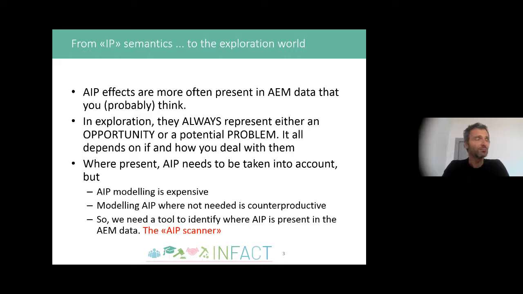However, airborne IP processing and modeling is currently expensive, and it can actually be counterproductive if you do it where you shouldn't. If you model IP where there is no measurable IP signal in the airborne EM data, you're shooting yourself in the foot. So we need a tool to identify where airborne IP is present in the data, and that is the subject of this talk. We call it the airborne IP scanner.